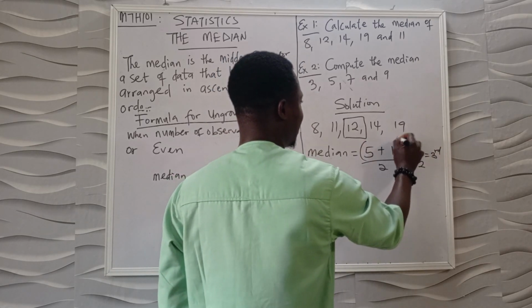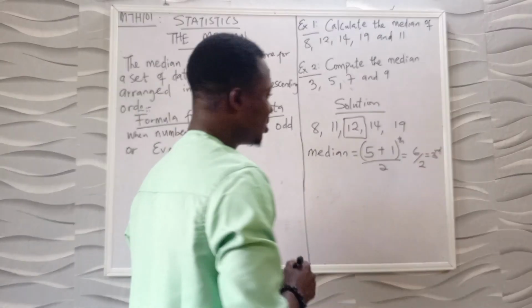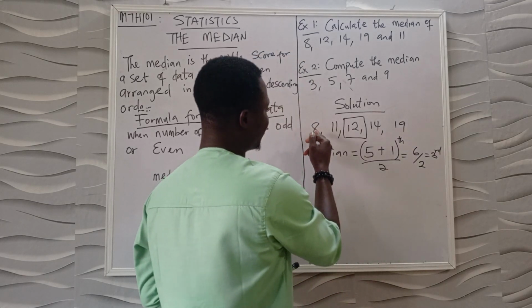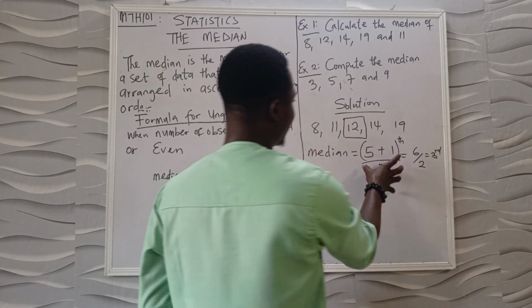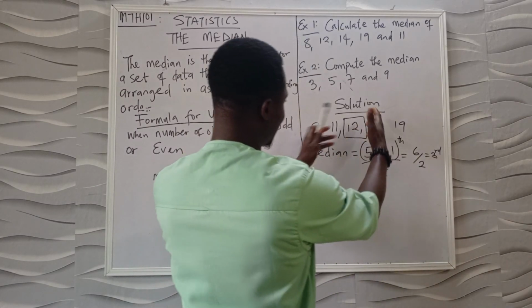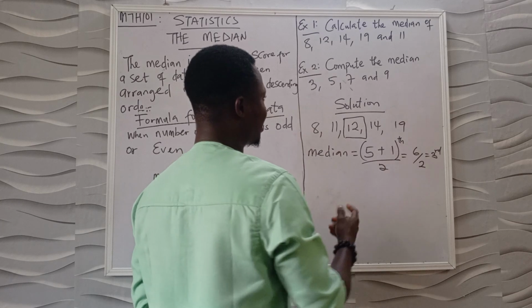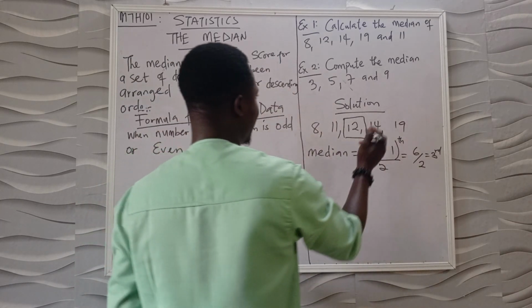Remember, it's giving us the position. So it's telling us that the third number is the median. So let's see. This is the first number, this is the second number, this is the third number. So you see, whether we use the formula or we just check for the middle number, we will still arrive at the same answer. But let's see if that trick will work in this second example.